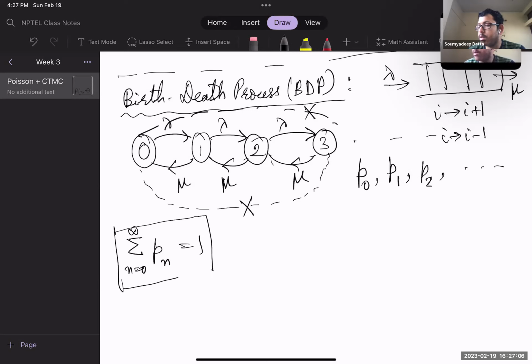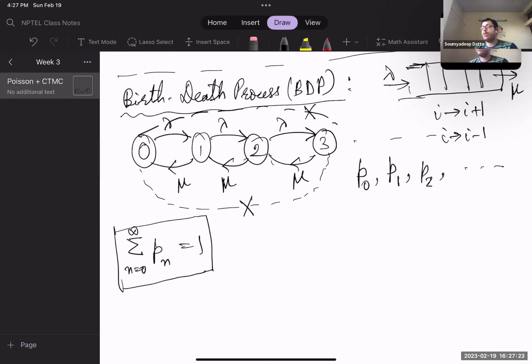We'll keep this equation aside. It has to exist in one of the states from 0 to infinity, right? Here we are not assuming any bottleneck on the queue, so we can accommodate as many passengers as flow in. We don't have any maximum limit.